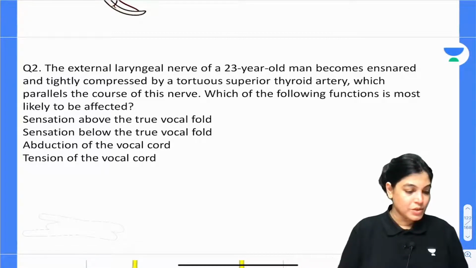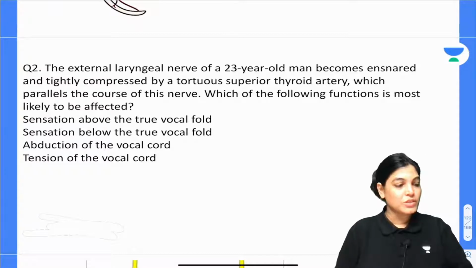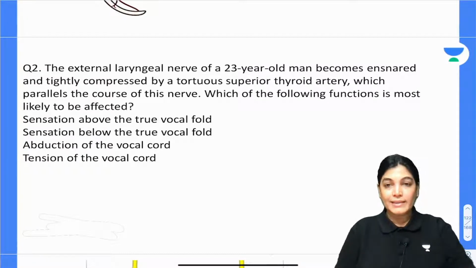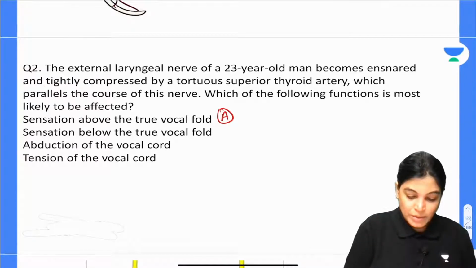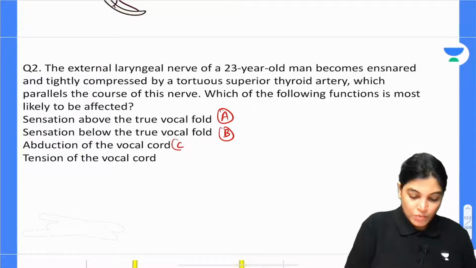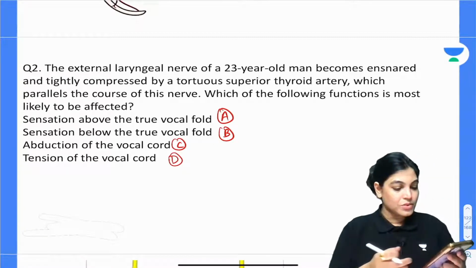So this is the second MCQ. Here the external laryngeal nerve of a 23-year-old man is tightly compressed by a tortuous superior thyroid artery, which parallels the course of the nerve. Which of the following functions is most likely affected in this condition? The options are sensation above the vocal cord, sensation below the true vocal cord, abduction of the vocal cord, or tension of the vocal cord.